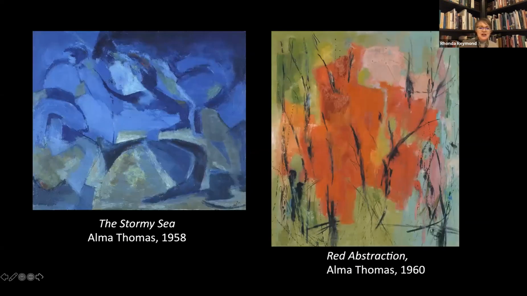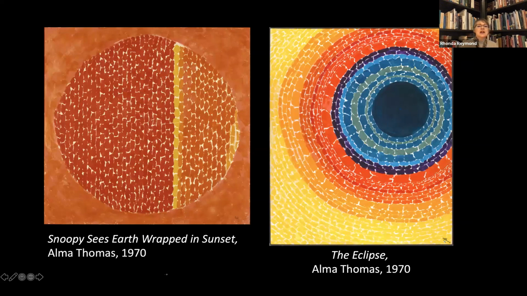And she is an artist that works in abstraction. And it fired her imagination to think about going to the moon. And so this image here, Snoopy sees Earth wrapped in the sunset. Snoopy is what the astronauts were calling some of the technology. And so we see that and the eclipse here.